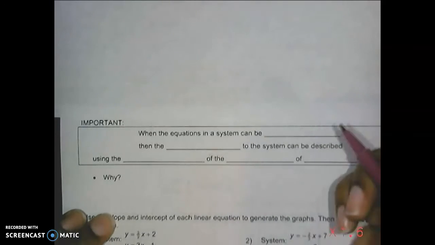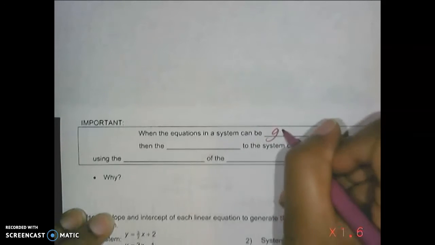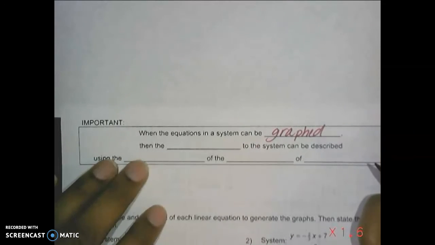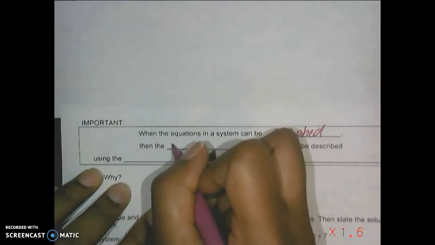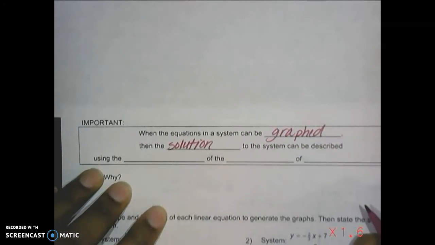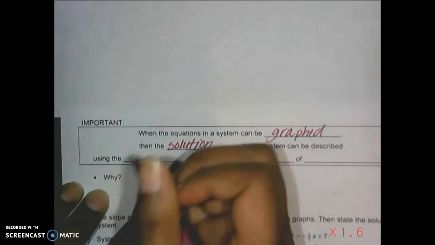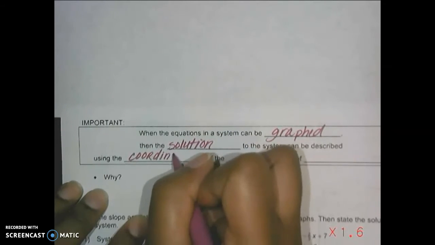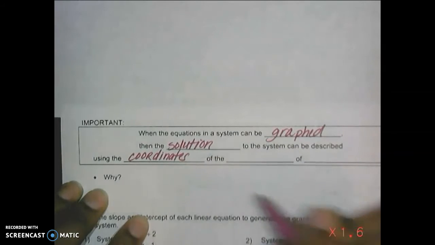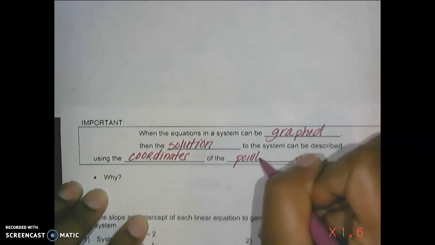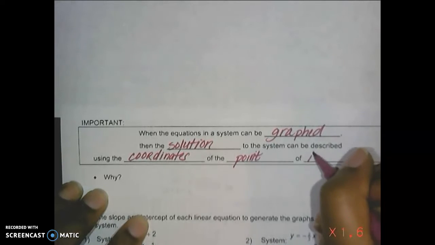When the equations in a system can be graphed, then the solution to the system can be described using coordinates of the point of intersection.